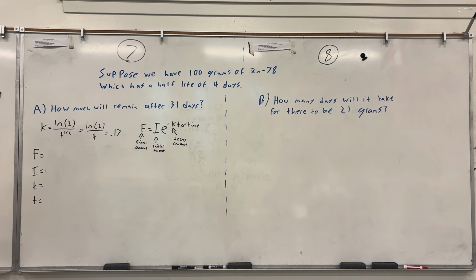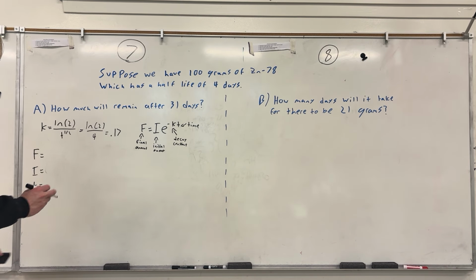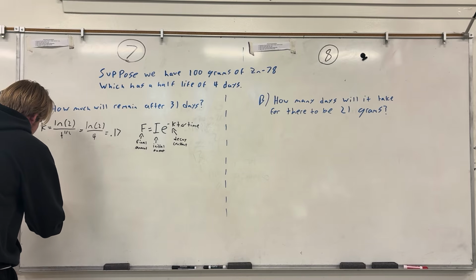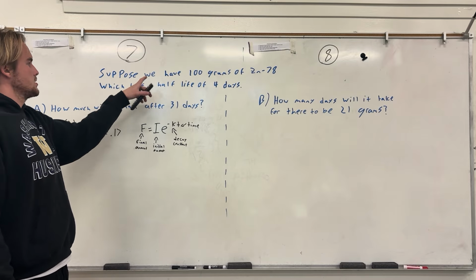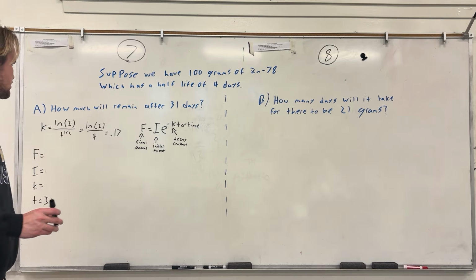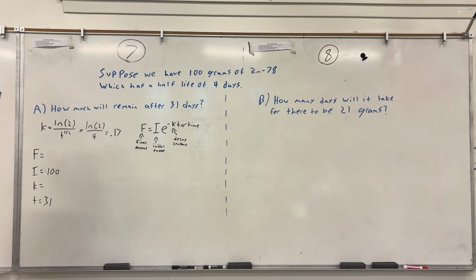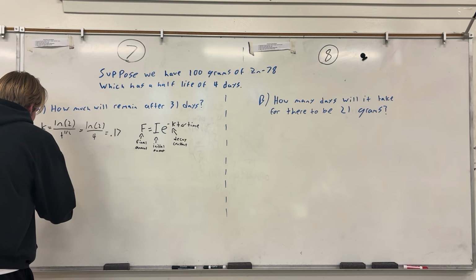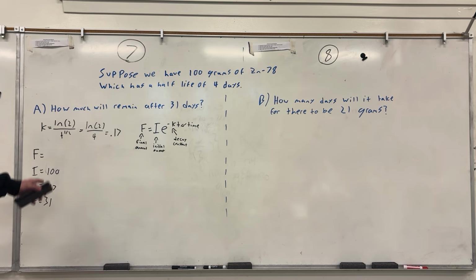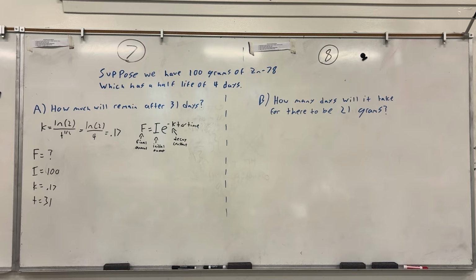Okay, so now this question's asking us, how much will remain after 31 days? So from here, we see that the time is going to be 31. And then we got to go back to the original problem because it says suppose we have 100 grams, so that's what we're starting with, is 100. And then K is our decay constant, which is just 0.17. And it says how much will remain after those 31 days. So the final is what we're looking for. We're looking for how much will be left in the end.